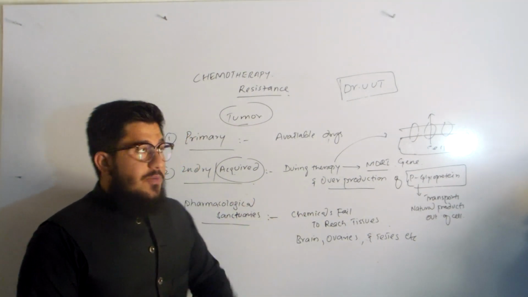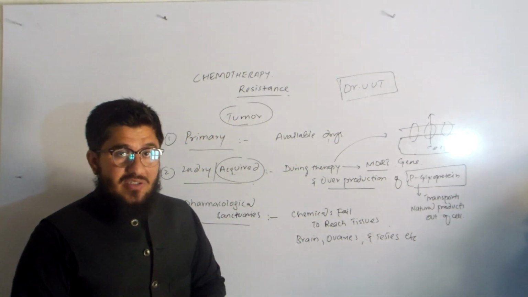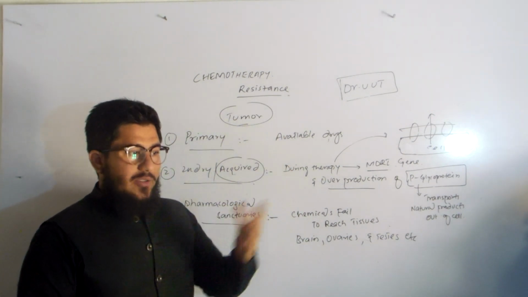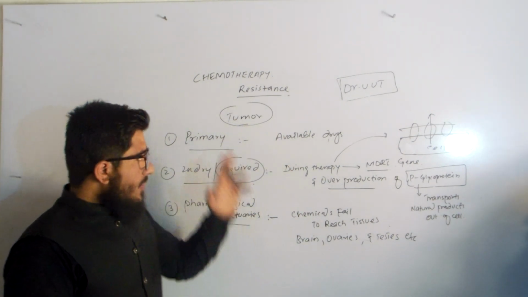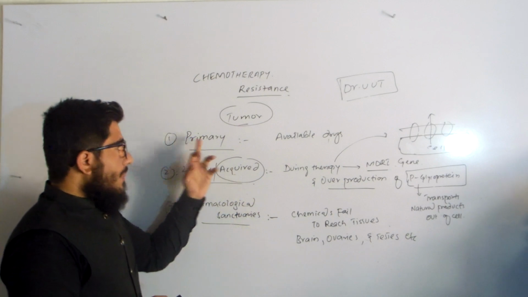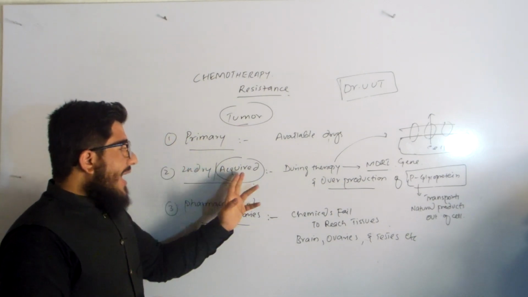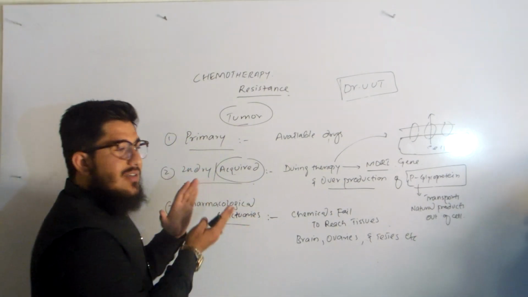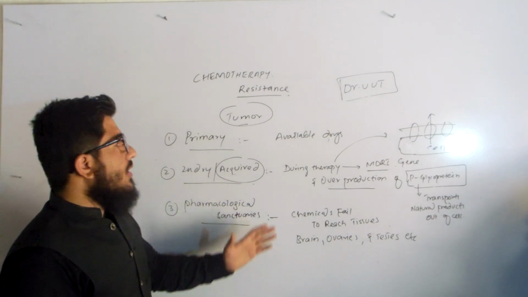Let's continue in English. The topic name is chemotherapy resistance. How the tumors or the cells show resistance in the following three ways: primary resistance, secondary or acquired resistance, and pharmacological sanctuaries resistance.